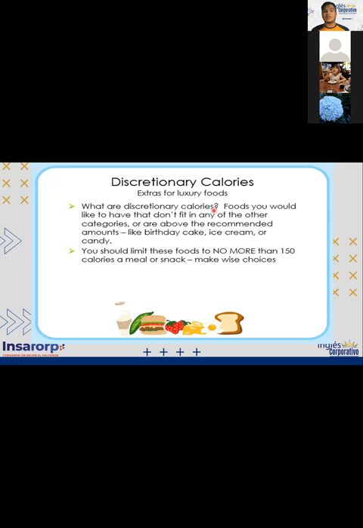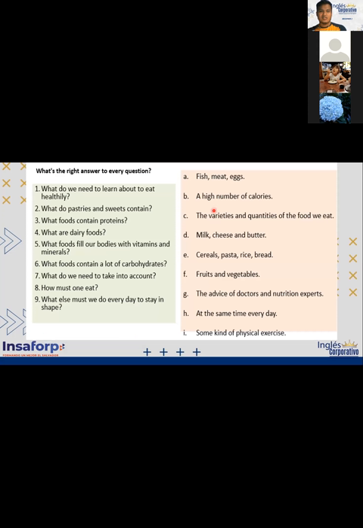And they give you some examples right there. Te dan algunos ejemplos como pasteles de cumpleaños, sorbetes o dulces. That are things, son cosas que no están incluidas en la pirámide de la comida. That's why they call them discretionary calories. Okay, thank you, teacher.